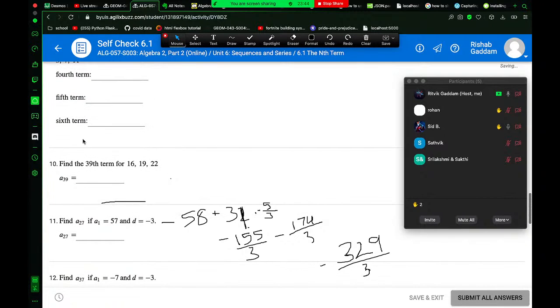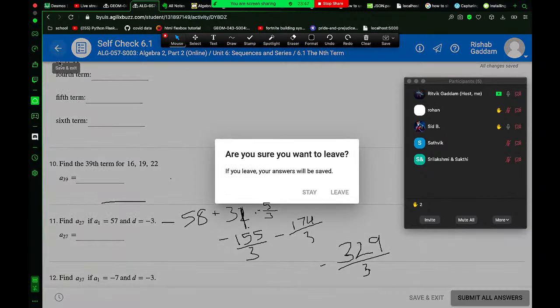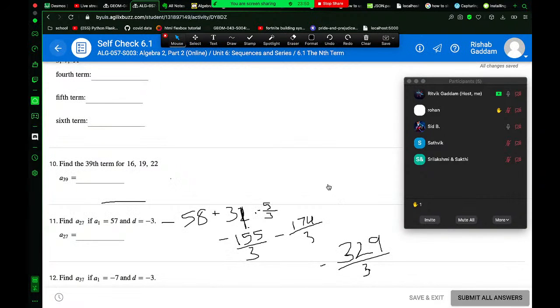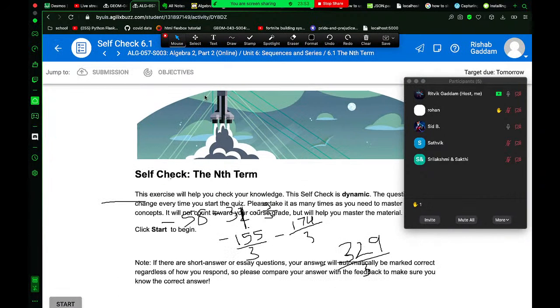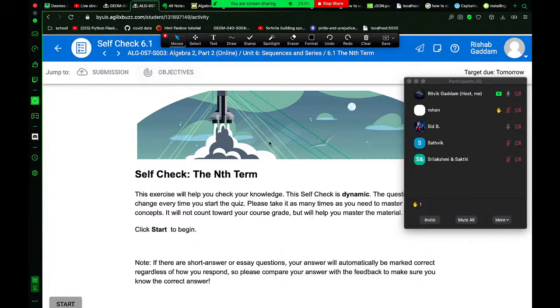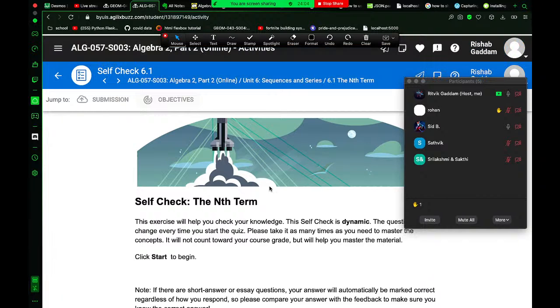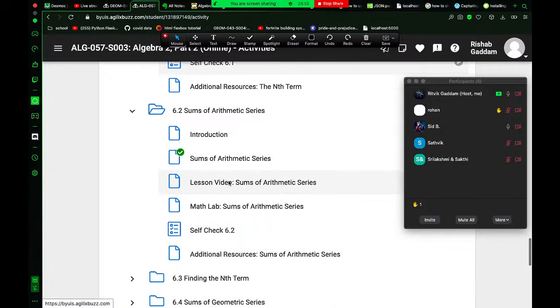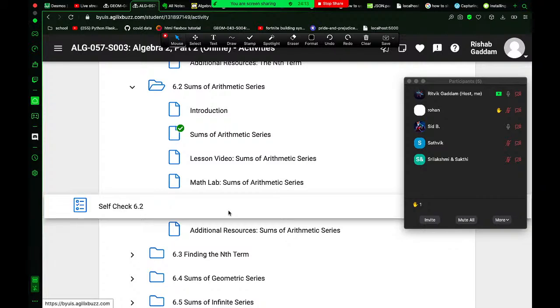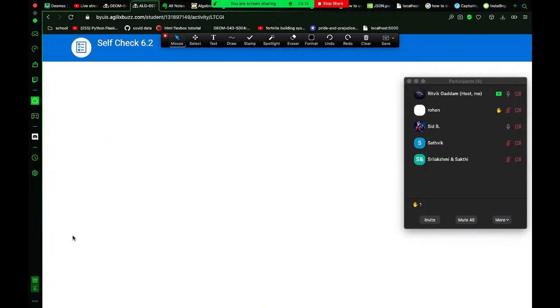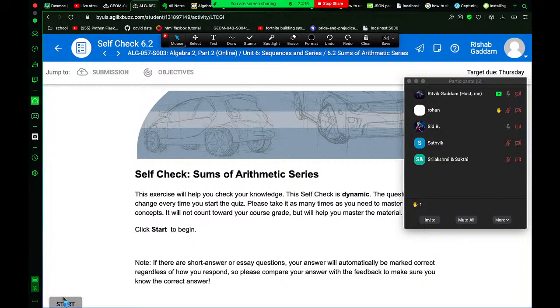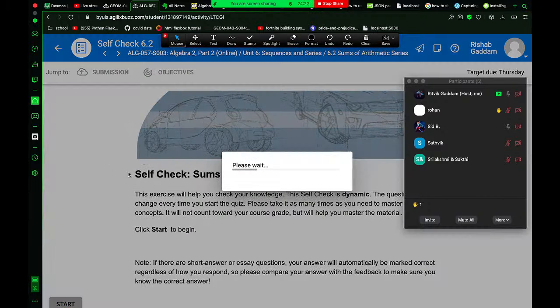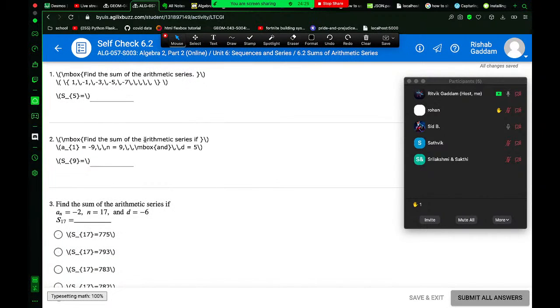So let's just do a few more. Actually, no, let's not do a few more problems. Let's switch over to the other thing that we learned in this unit, and that would be the sum of arithmetic series. Let's wait for this to load. Okay, there we go.